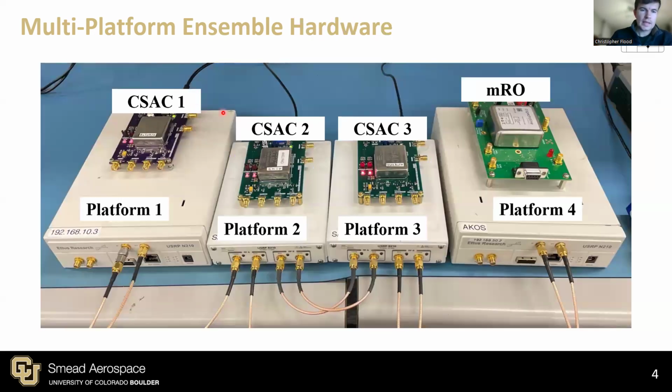The hardware in the lab is shown here, where we have four software-defined radios representing the interconnected satellites, as well as the onboard clocks, which are placed on top of the platform, shown here disconnected, but they are quite small chip-scale atomic clocks, 3 of those, and then 1 miniaturized rubidium oscillator shown here on the far right on platform 4.